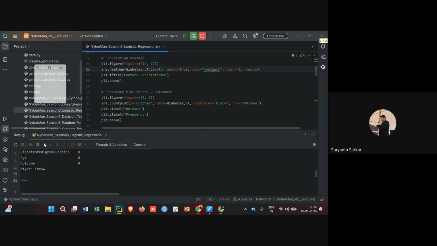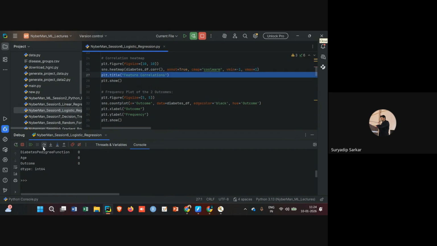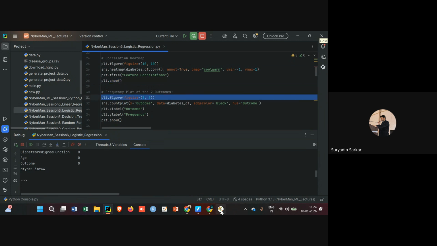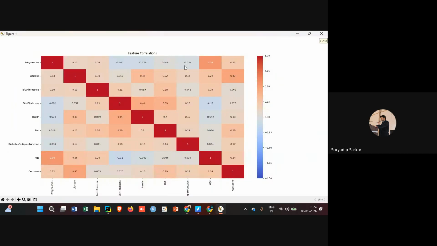This is something we have already done yesterday, right? So we know what this looks like. Just give it a bit and show. So here I can see the correlation heat map.